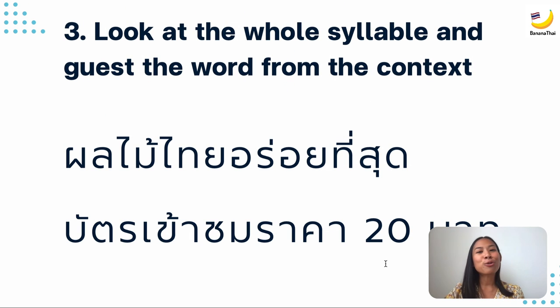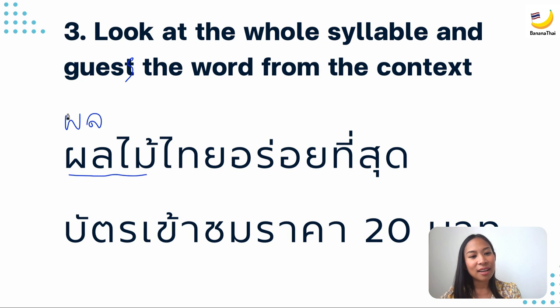Lastly, ka, you don't really have to look at each of the letter. But I want you to look at the whole word or the whole syllable and guess the word from the context. Okay? Guess from the context. For example, this one, this word. You found something like this. This is probably lolling. Head is this size, so pon. Pon what? Like this, this is mama. Pon what? Pon mai. Pon la mai ka.